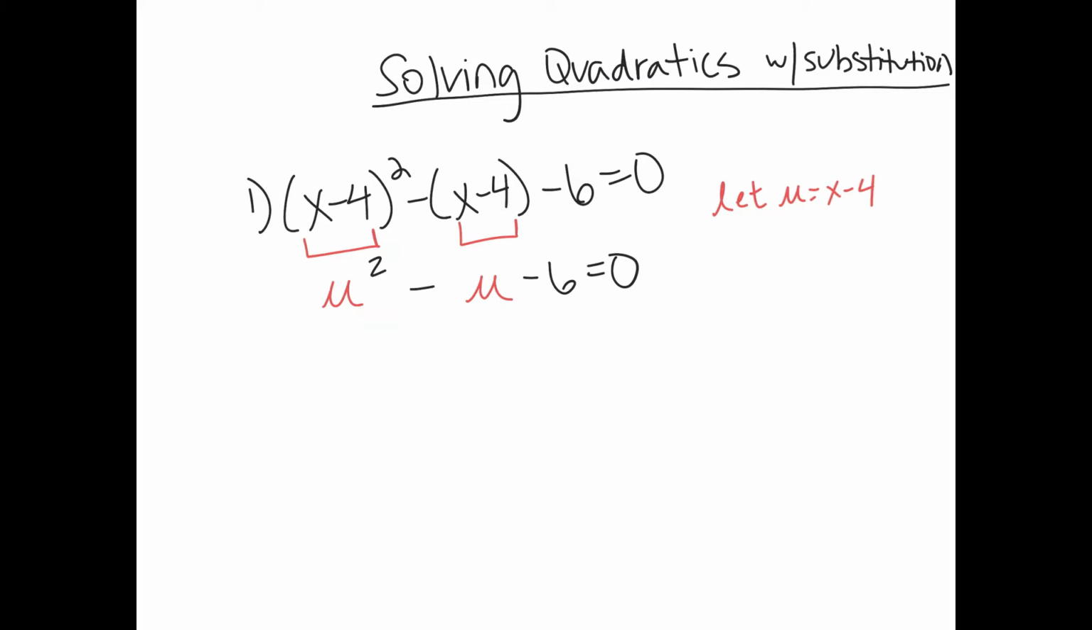So again, I'm just making a smaller quadratic. Well, this is a quadratic trinomial. How do we solve a quadratic trinomial? That is by factoring. So parenthesis, parenthesis. The only way to get u squared is u times u. And now I'm looking for two numbers that multiply to negative 6, but add to negative 1. Well, ways to multiply to negative 6 and add to negative 1 would be a negative 3 and a positive 2.